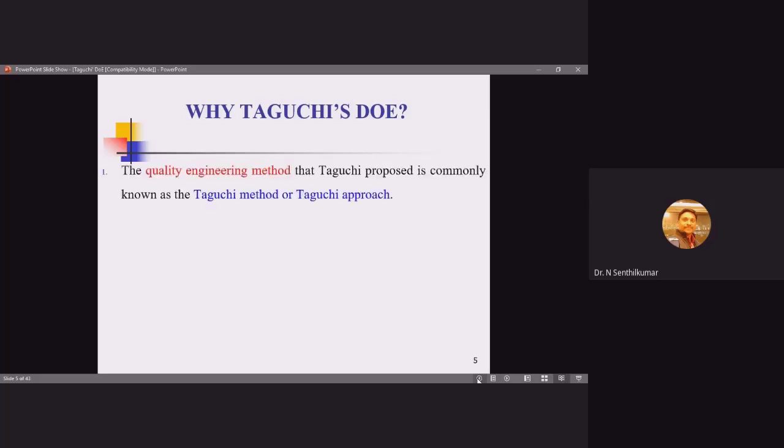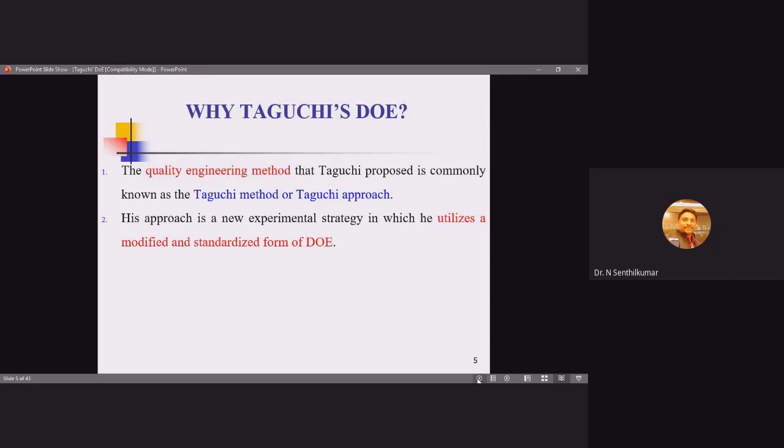Okay. So why Taguchi's DOE? Taguchi proposed an experimental design in which he has included quality. The quality engineering method that Taguchi proposed is called Taguchi's method, Taguchi's technique, Taguchi's approach or Taguchi's DOE. Whatever it is, it is one and the same.